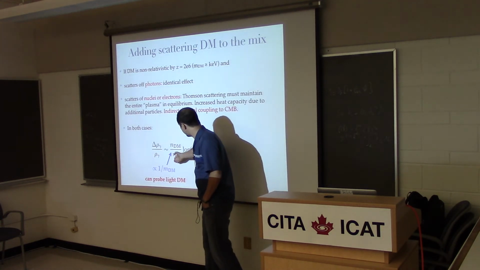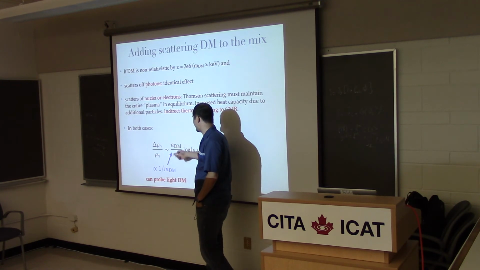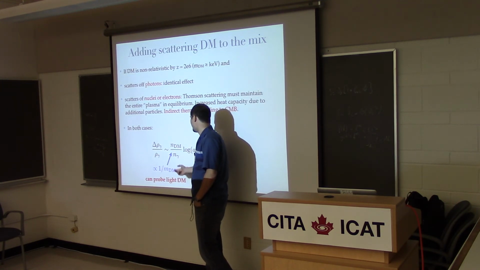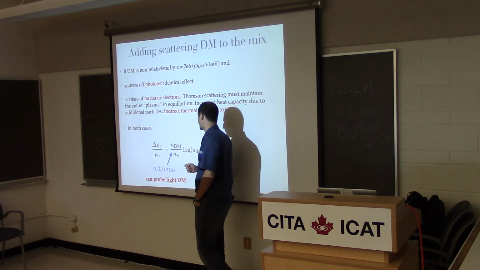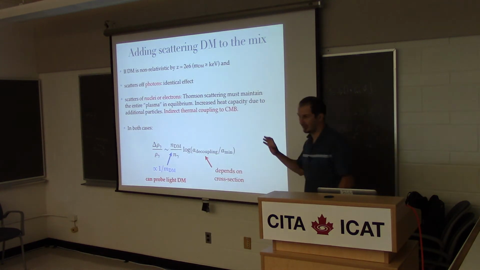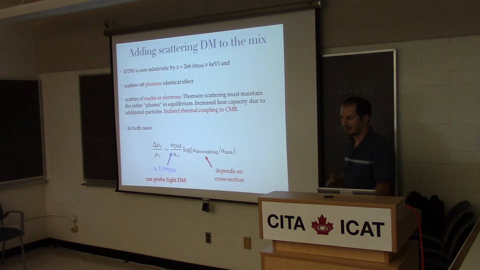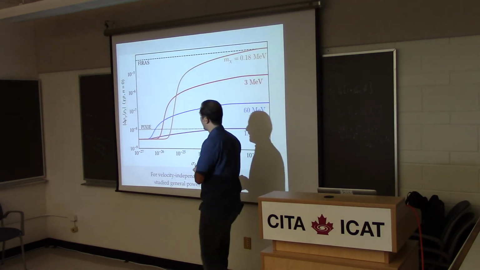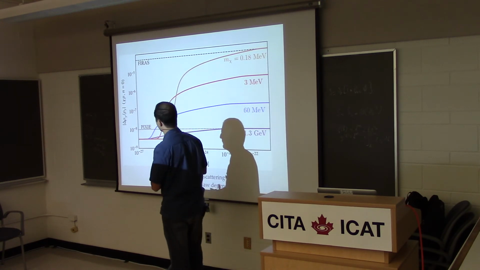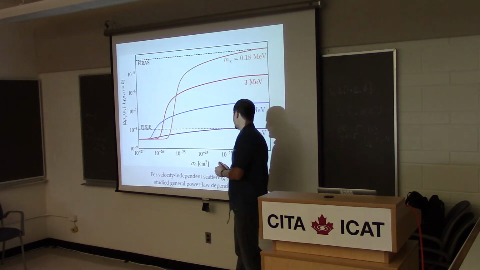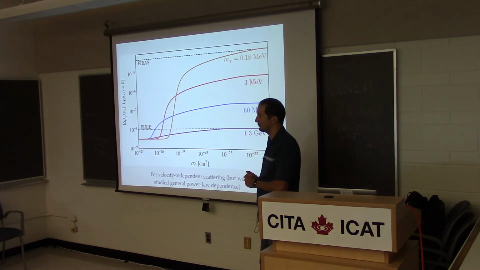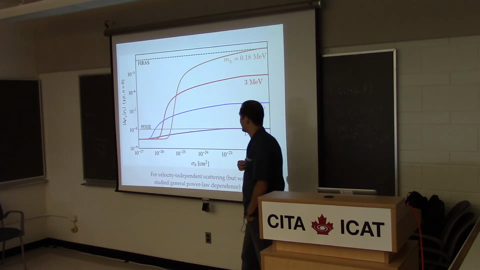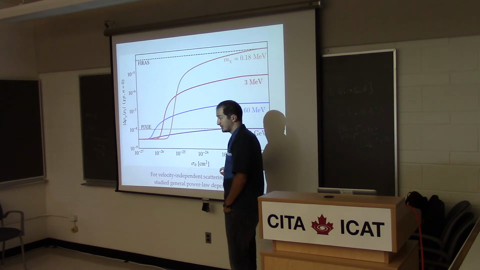And this ratio depends, because we know the mass density of the dark matter, so this will be inversely proportional to the mass of the dark matter. So this process is more efficient at probing light dark matter particles. Here I'm showing the absolute value of the photon distortion for a velocity-independent scattering with nuclei, but we studied general velocity dependencies in the paper as a function of the cross-section.